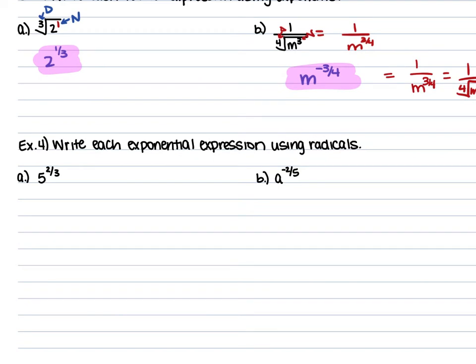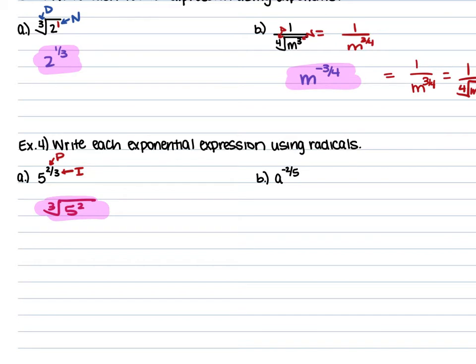For example A, we're given 5 to the power of 2/3. The 2 as your numerator is going to stay your power. The 3 is your index. So this is going to be rewritten as the cube root of 5 to the 2nd power. This is asking us to keep it in radical form, so we're not going to do anything from here. We're going to leave it as the cube root of 5 squared.